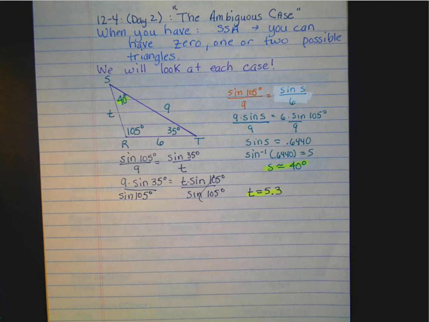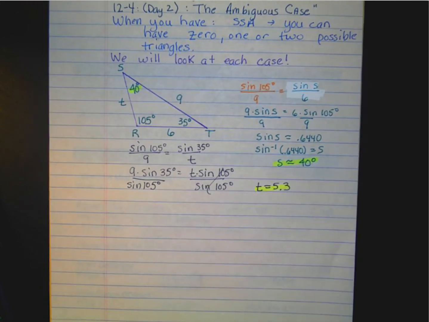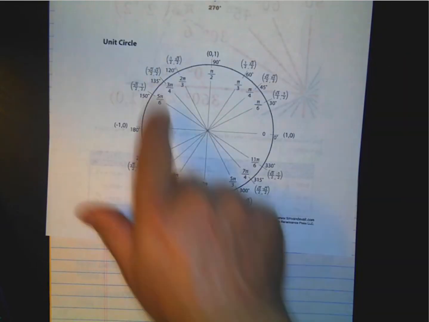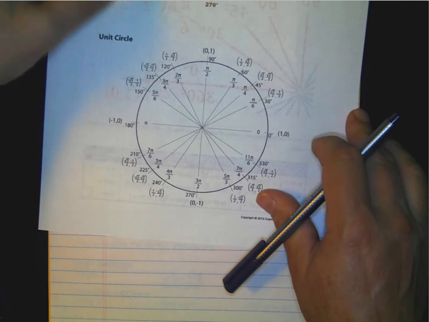Now, how do I determine if there's two triangles? Well, here's the deal. Every sine, cosine, whatever, actually has two equivalent angles with that same sine or cosine. If you remember when we did the unit circle, I'm going to throw it up just as an example to show you. Hold it up a little closer to you, or you could just zoom in.